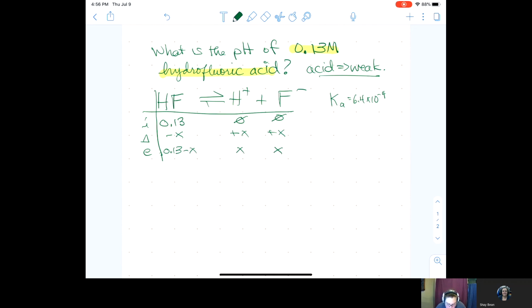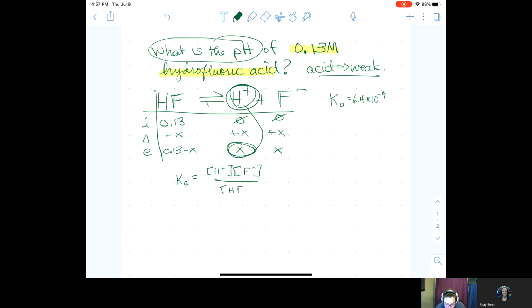Then I'm going to plug this into the Ka expression, because the question is what is the pH. To get the pH, I need the equilibrium concentration of H+. I need to solve for x, just like we were doing in module 5. So Ka is equal to H+ times F-, all over the concentration of HF. It is also equal to 6.4 times 10 to the minus 4, the numerical value I looked up for the Ka. So that's equal to x squared all over 0.13 minus x.